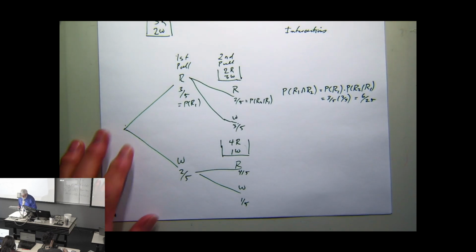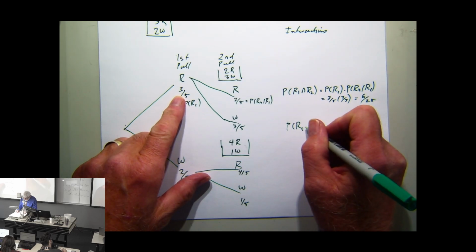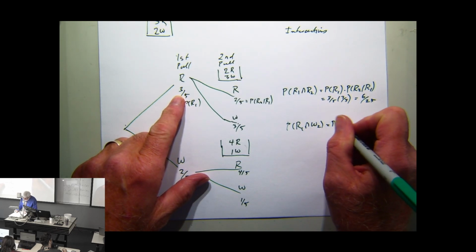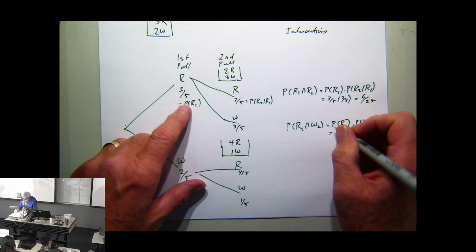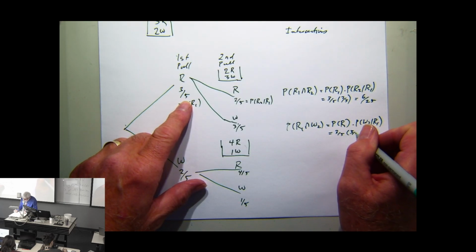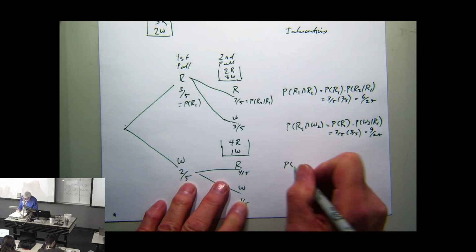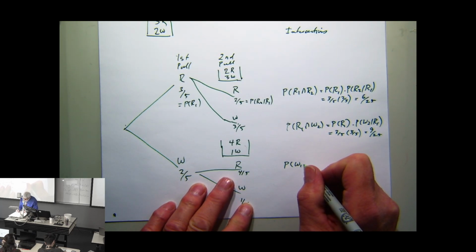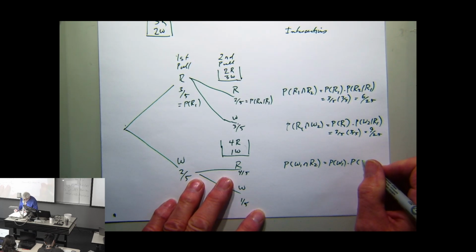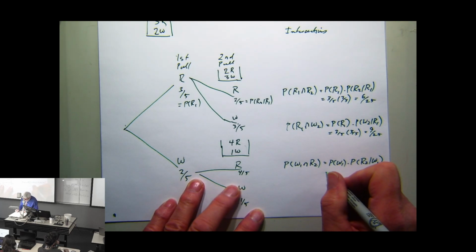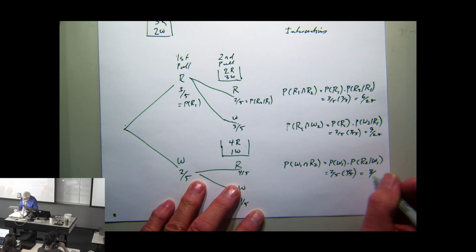Okay, so we said we could go red and then white. That is the probability of a red on the first and a white on the second, which is the probability of a red on the first times the probability of a white on the second given a red on the first: 3/5 times 3/5 is 9 out of 25. Or we could get the probability of a white on the first and a red on the second, which is the probability of a white on the first times the probability of a red on the second given a white on the first: 2 out of 5 times 4 out of 5 equals 8 out of 25.